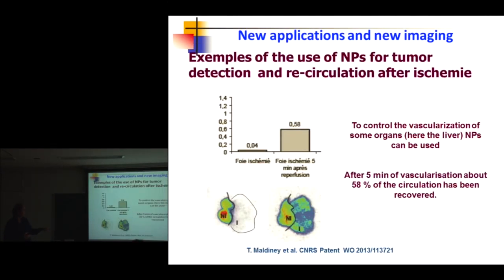We also look at the whole circulation and ischemia. This is a good example of the use of nanoparticles. This is a liver, and you can see the shape of the liver. We cut the circulation of half of the liver and prevent the circulation of blood in this part of the liver, to put some pressure, and then again we look at the recirculation.